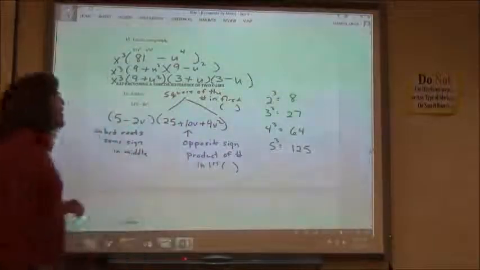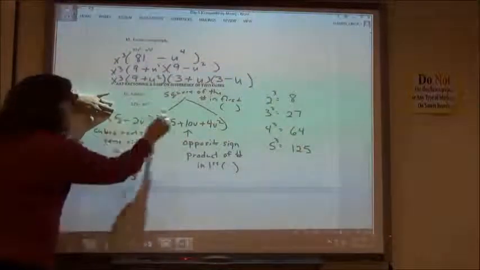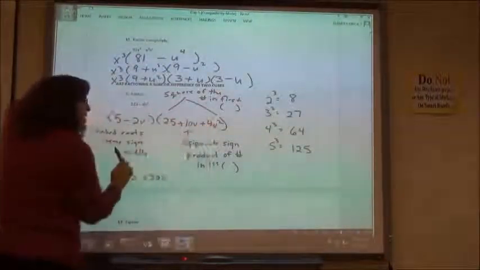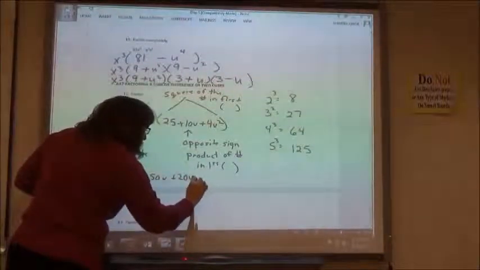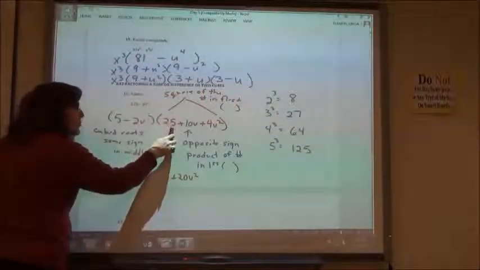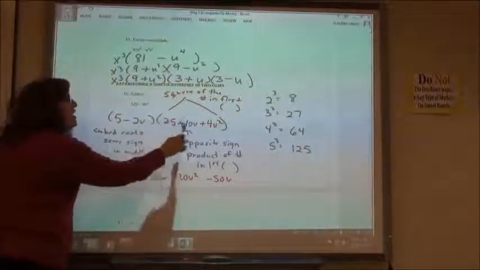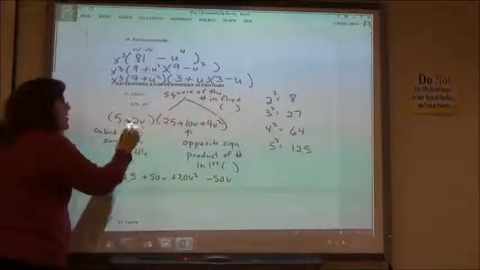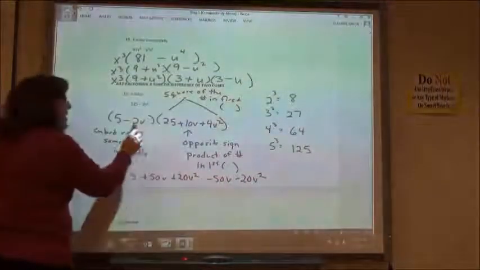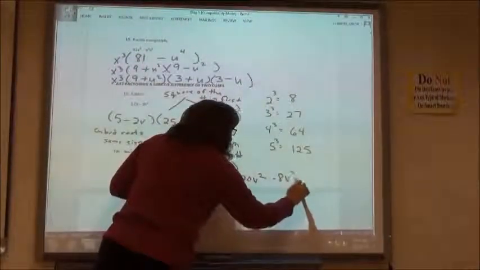So just for fun, if I FOIL that out, 5 times 25 is 125. 5 times 10v is a positive 50v. 5 times 4v squared would be a positive 20v squared. Then if I take the negative 2v times 25, that is a negative 50v. Negative 2v times the positive 10v in the middle would be negative 20v squared. Negative 2v times positive 4v to the second would be negative 8v to the third.